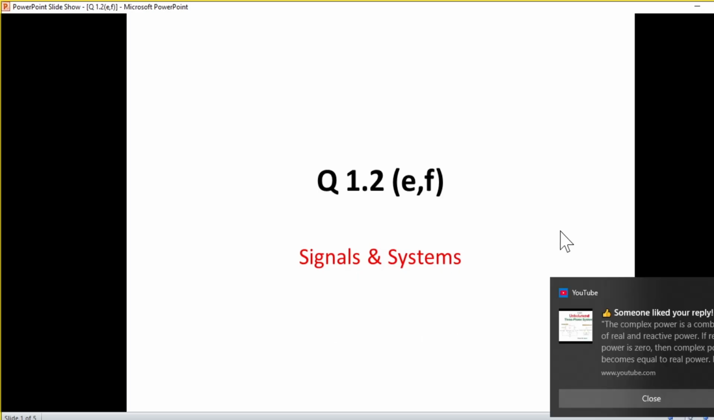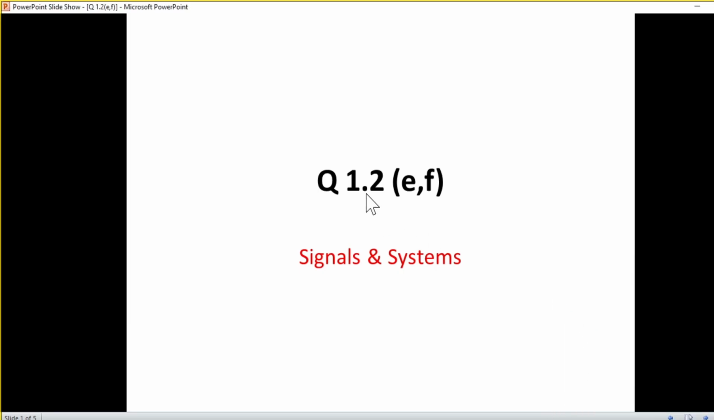And here we'll be solving question 1.2, part E and F. I've already solved parts A, B, C, D in one of my videos, but a student pointed out that I have missed E and F, so I'm doing this.